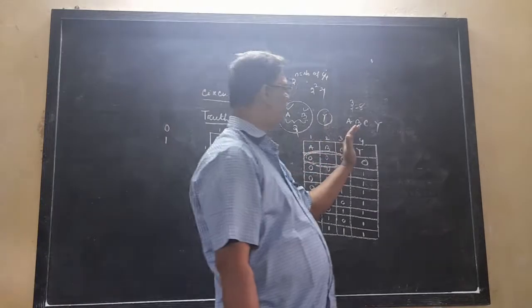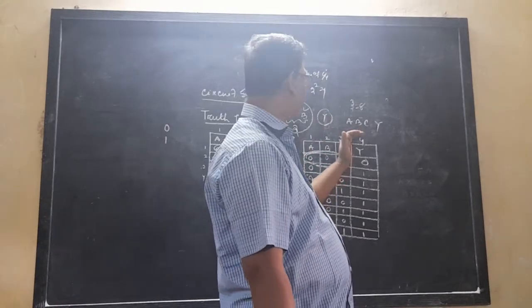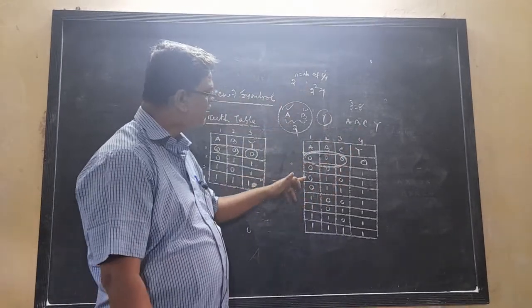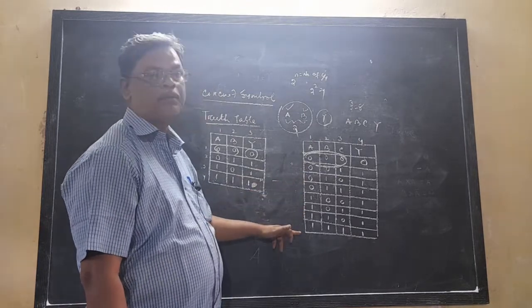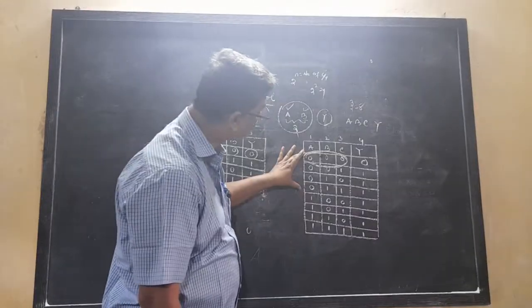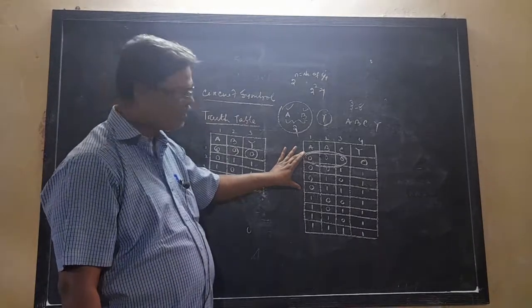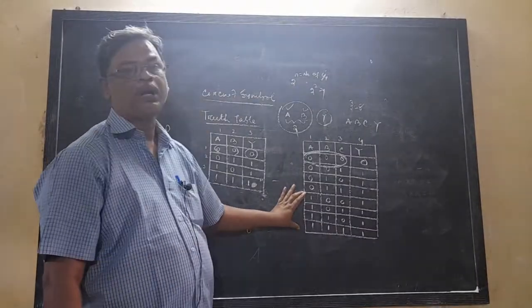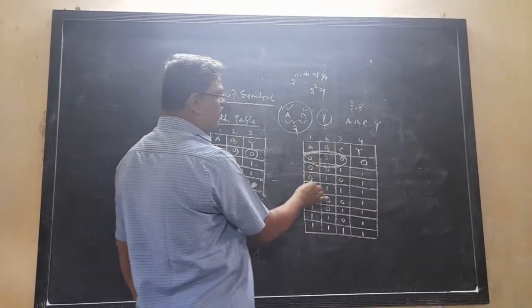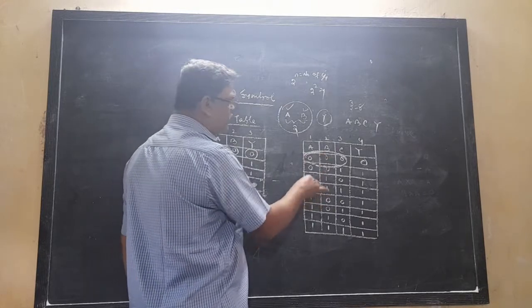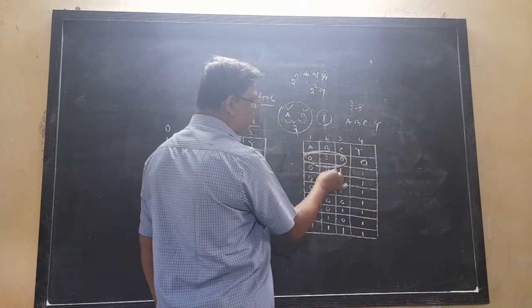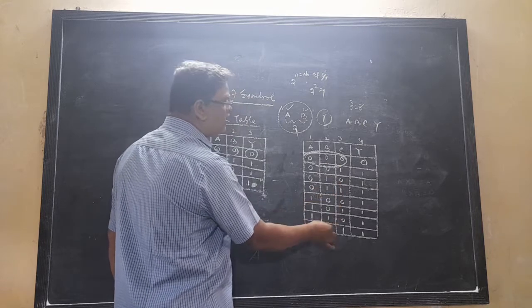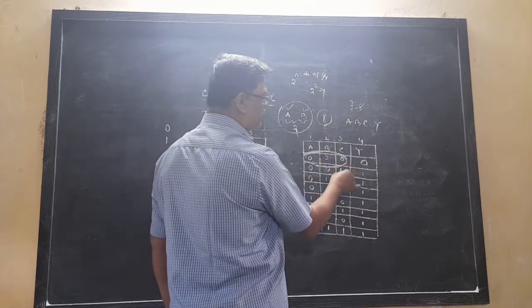Similarly, we get the truth table for 3 inputs. The 3 inputs: 1, 2, 3, 4, 5, 6, 7, 8. By the half method, the first half is filled up by 0 and the second half is filled up by 1. Then the next input, the first half is filled up by 0, the second half is filled up by 1. Similarly, the last input goes 0 1 0 1 0 1.